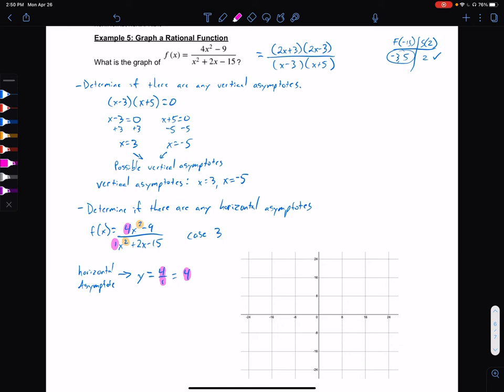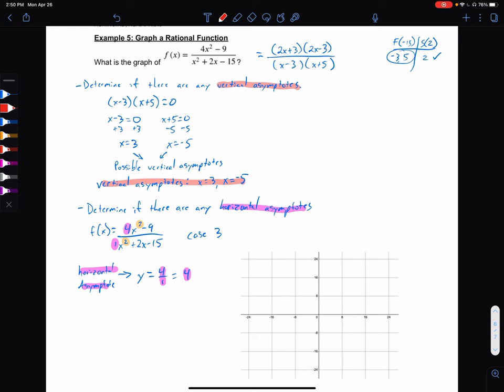All right, so highlighting, I want to keep track of all this. So horizontal asymptotes, there we go. And then vertical asymptotes, those are those two. Okay, so from there, we want to sketch our vertical and horizontal asymptotes onto the graph.